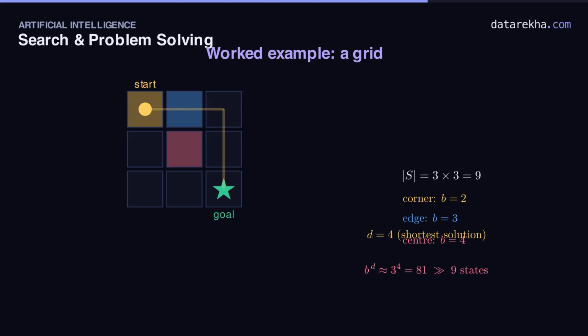Also cost 4. And with B about 3 and D equal to 4, the tree could balloon toward 3 to the 4, 81 nodes. Far more than the 9 states that actually exist. That gap is exactly the repeated work we're fighting.